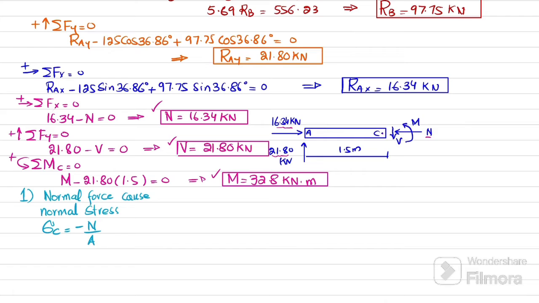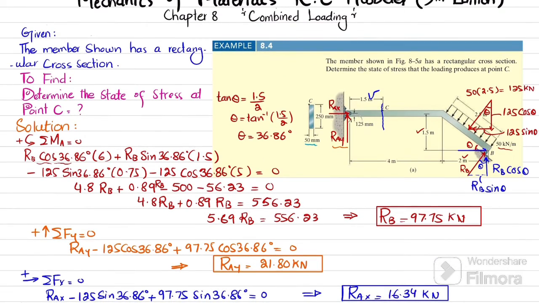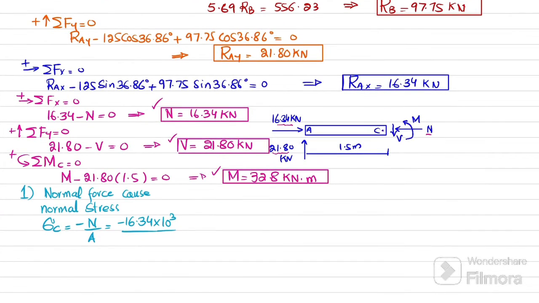So I can write N is minus 16.34 kilonewton, so 16.34 into 10 to the power 3, divided by the cross-sectional area. The cross-sectional area is breadth times height. In meters it will be 0.05 and height will be 0.25, so 0.05 multiplied by 0.250. When you solve this, you will get normal stress equal to 1.32 megapascal. That will be negative, but if you remove the negative sign, you can write that this stress is compressive.